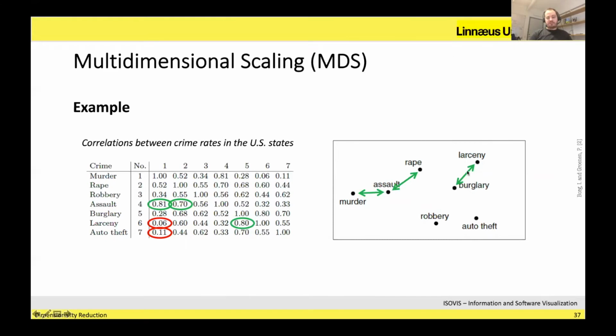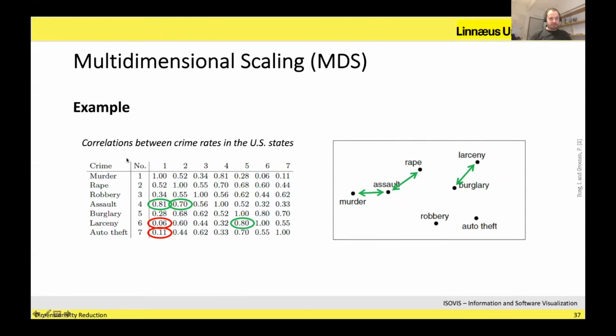Sorry, guys. Let me start again. I confused this one with the previous one that I was talking about. This is correlation between crime rates. So the data points here are the crime rates themselves. They're not the U.S. states. I'm sorry. Let's start again with this thing.